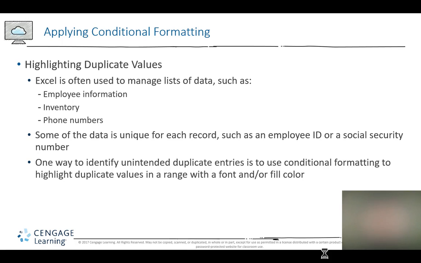Highlighting duplicate values. Excel is often used to manage lists of data, such as employee information, inventories, or phone numbers. Some of the data is unique for each record, such as the employee ID, or a social security number, or a student ID. These are called key fields and must be unique. One way to identify unintended duplicate entries for key fields is to use conditional formatting to highlight duplicate values in the range with a font or fill color.